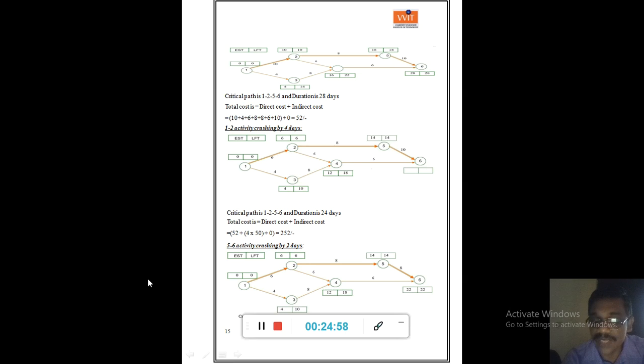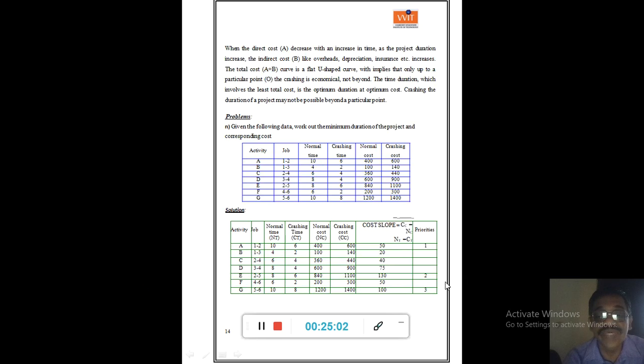Then the 5 to 6 activity is crashed by 2 days. The next activity you see is the 5 to 6 activity by 2 days. Then the 2 to 5 activity. It is in the third rank.